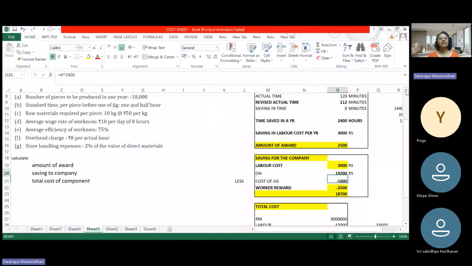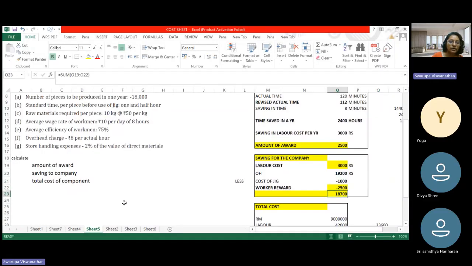So labor cost, under labor cost savings is 3,000. Under overhead savings is 19,200. Additional cost incurred by the company, reward 2,500. Cost of jig 1,000 rupees. So once we reduce that to cost, the total savings is 18,700.